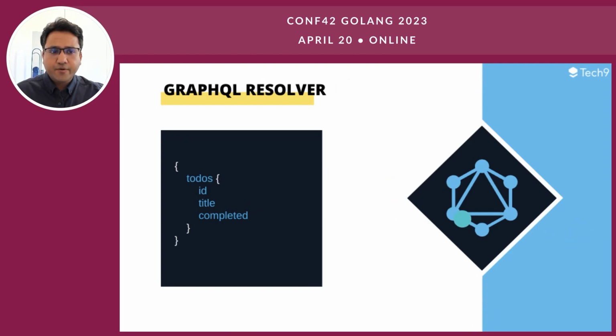For example, this is a simple example. Let's say I want to get the to-do, which has ID, title, completed. So this information will be linked to a particular function which is going to execute. Now it may be possible that the ID, title, and completed are going to come from different functions. So we can have a nested resolver also. In our gqlgen generation, we'll see how these things are getting linked. So please bear with me for another 5 minutes.